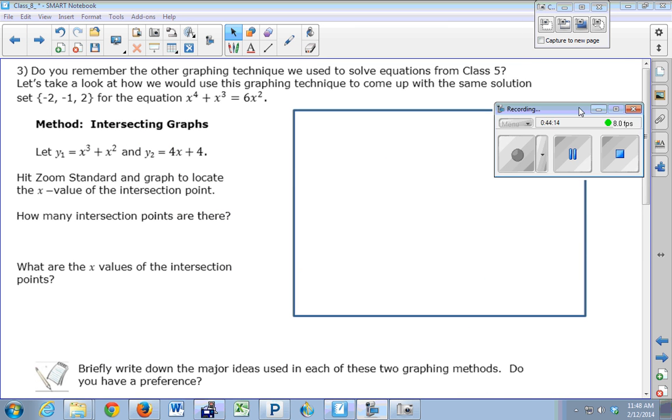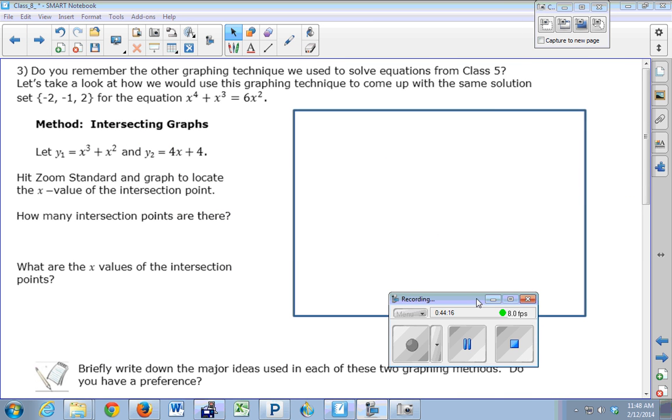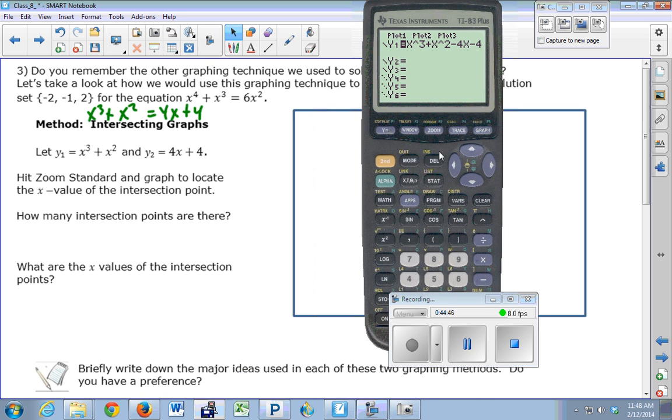All right, so the other idea that we're going to borrow from class 5, where we drew two different graphs and saw where they intersect, is to treat this equation, the left side as y1 and the right side as y2. So we started off with this equation, x cubed plus x squared equals 4x plus 4. So don't put everything on one side. Just treat the left side as y1. So let's throw that into y1 on our calculators. It's a little different idea, but it gets us to the same result.